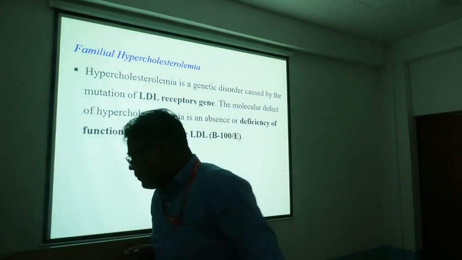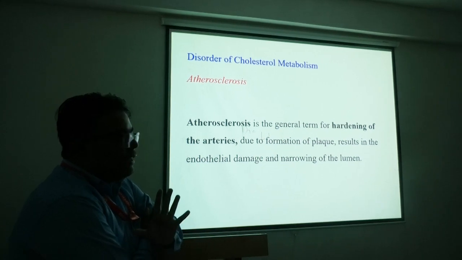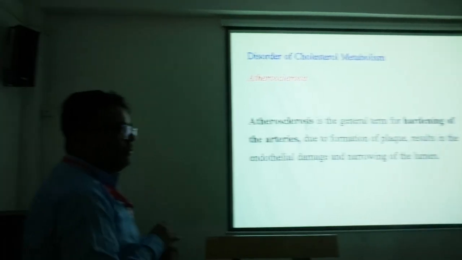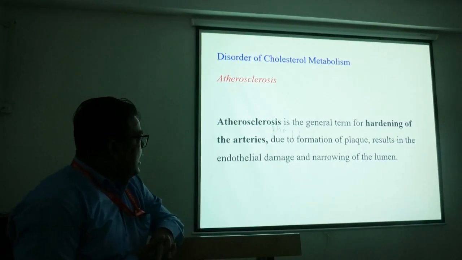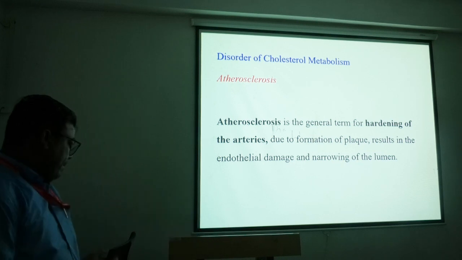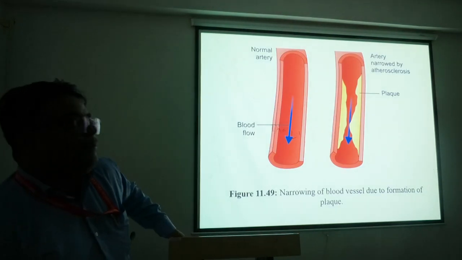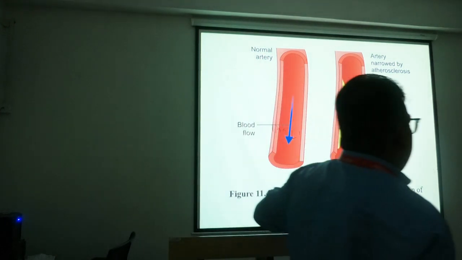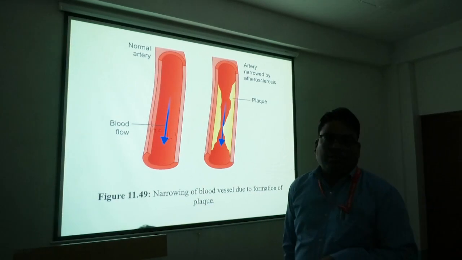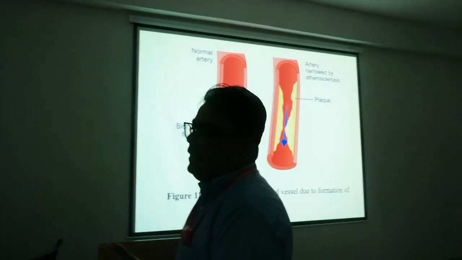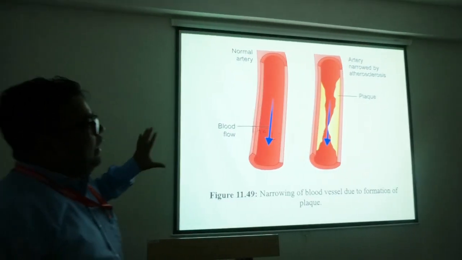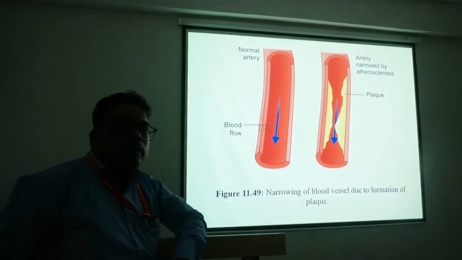Okay? Thank you. As clarified, atherosclerosis means hardening of the arteries due to the formation of plaque, resulting in endothelial damage and narrowing of the lumen. Basically, this diagram shows what happens when we have a high cholesterol level in the blood. There is atherosclerosis, forming a plaque. If this plaque is formed, what happens?